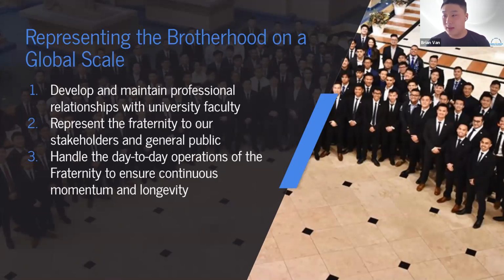And number three, international board members are trained to handle the day-to-day operations of the fraternity to ensure continuous momentum and longevity. At the end of the day, we're focusing on the bigger picture here. So it's pretty self-explanatory. We're here working to ensure that our kids and our kids' kids are able to have the opportunity to join a fraternity as great as ours and have those experiences that we've had.